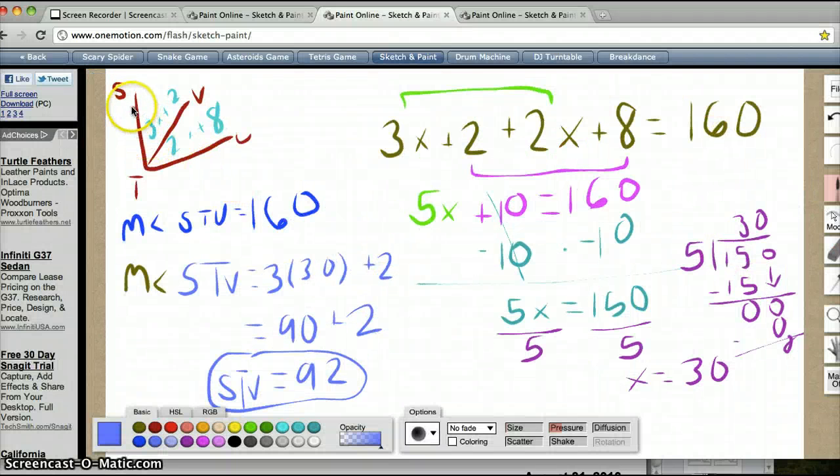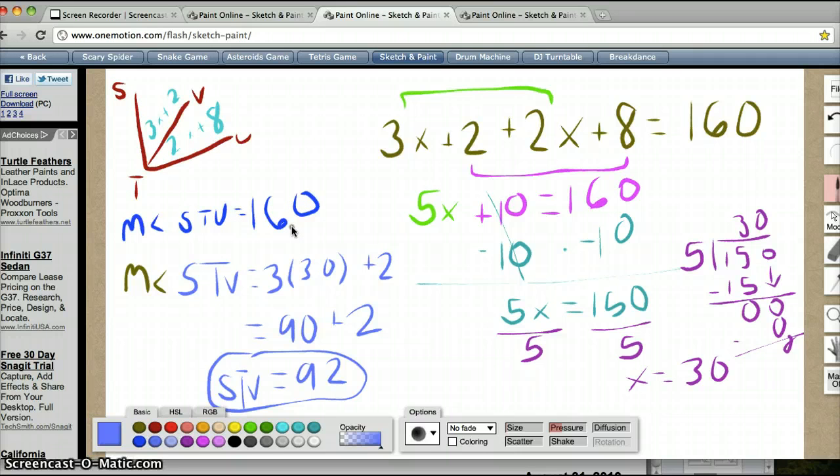So let's look. Angle STV is 3x plus 2 and angle VTU is 2x plus 8. Both of these, 3x plus 2 and 2x plus 8, together equal angle STU. And it tells us that STU is 160 degrees.